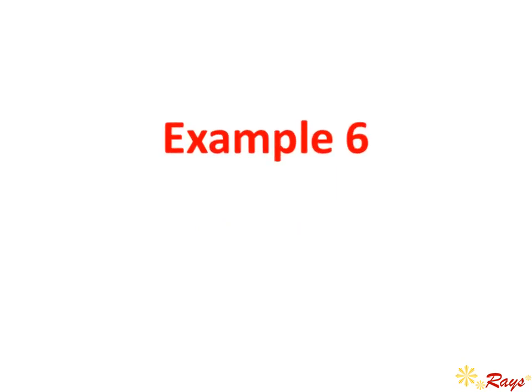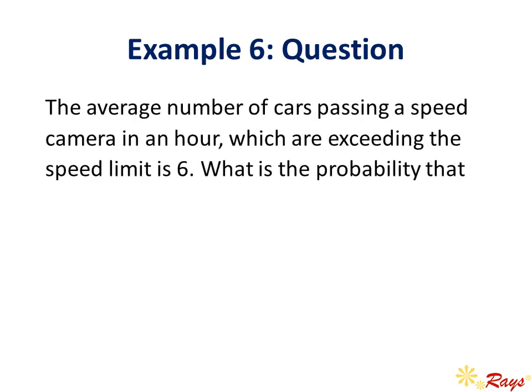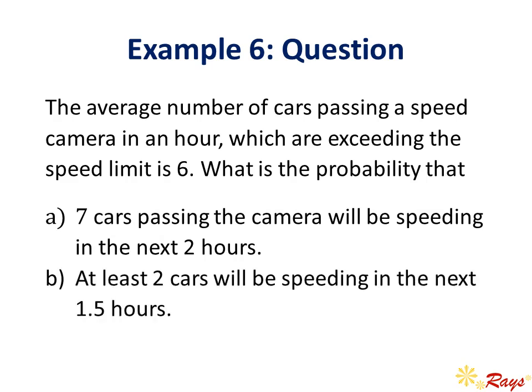Example 6. Question for example 6. The average number of cars passing a speed camera in an hour which are exceeding the speed limit is 6. What is the probability that 7 cars passing the camera will be speeding in the next 2 hours? At least 2 cars will be speeding in the next 1.5 hours.